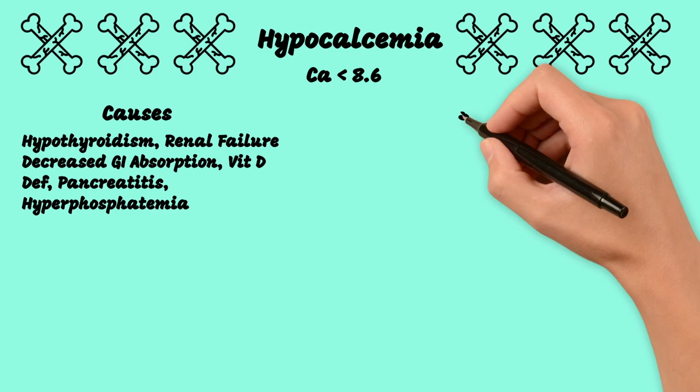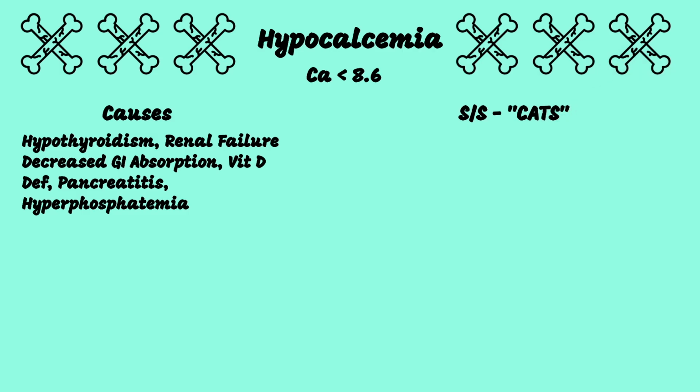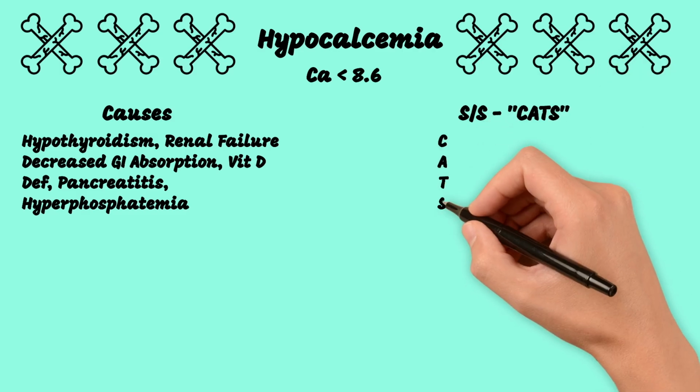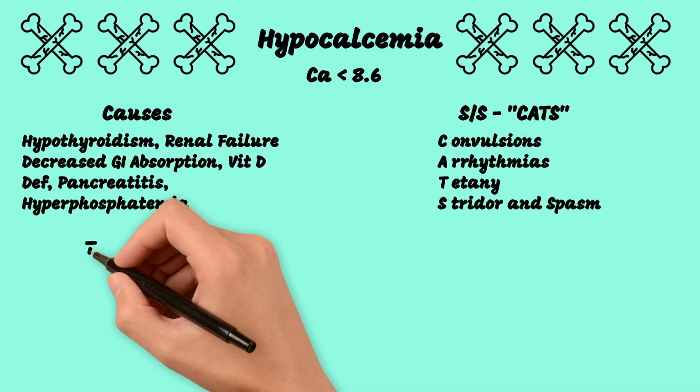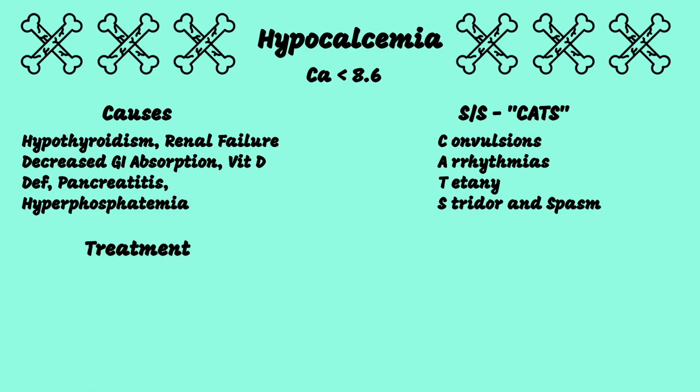Always remember signs and symptoms. Think of CATS. C for convulsions, A for arrhythmia, T for tetany, and S for stridor spasms. We have two treatment options. Oral calcium, and we can give calcium chloride.